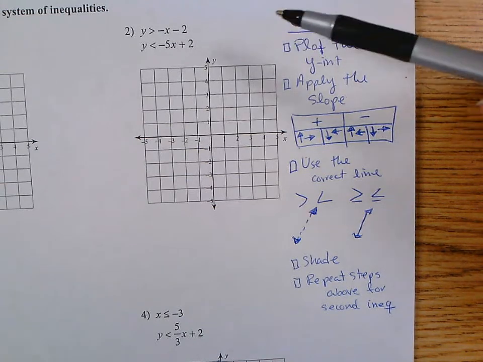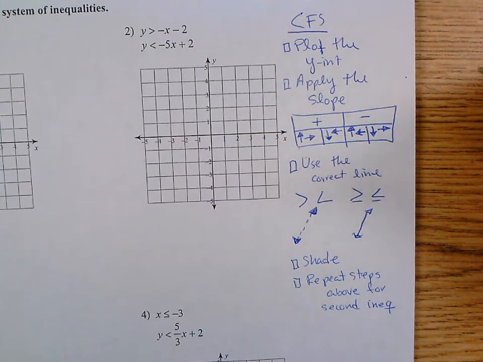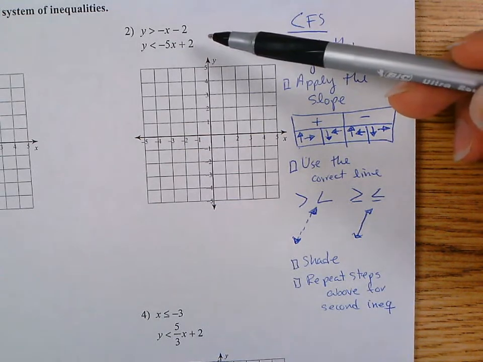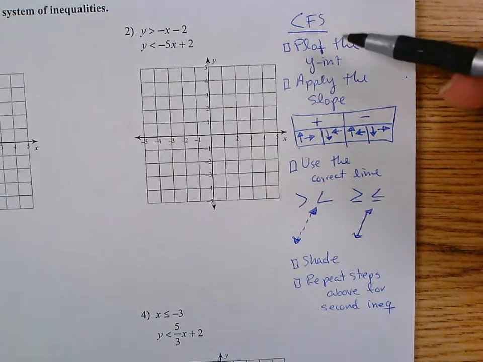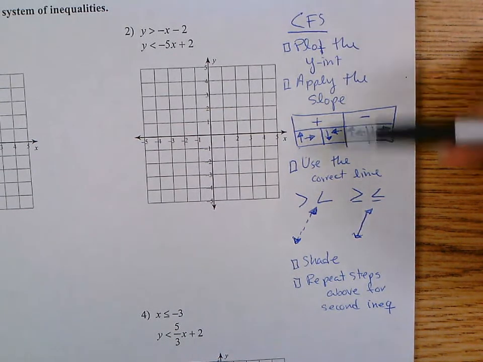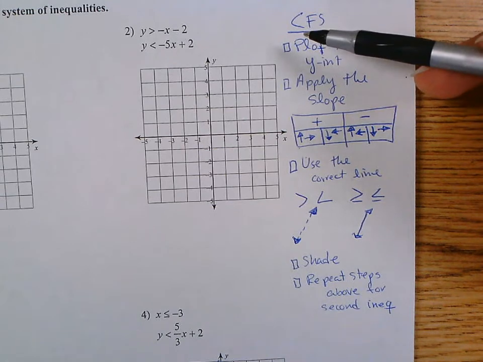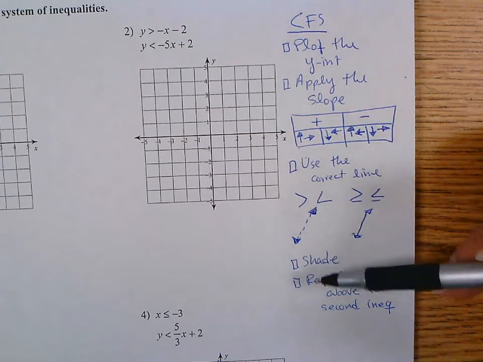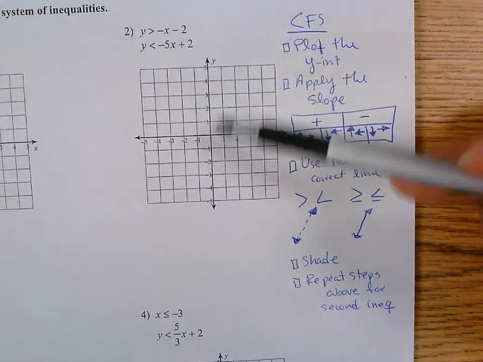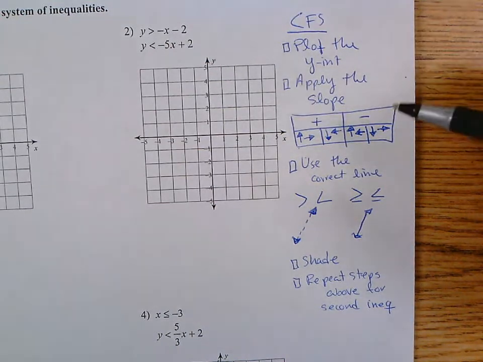This is solving a system of inequalities through graphing, and in this video I'm going to show you how to solve a system of inequalities through graphing, right? And on the right side I have written a CFS. CFS stands for criteria for success, and pretty much if you follow these steps you should be able to do a problem like this in less than 5 minutes. Pretty simple.